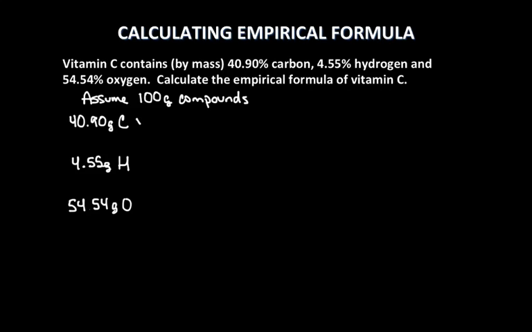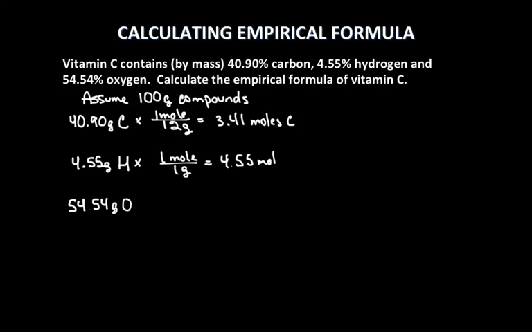So for carbon, 1 mole of carbon has a mass of 12 grams, so that gives us 3.41 moles of carbon. For hydrogen, 1 mole has a mass of 1 gram, so that gives us 4.55 moles of hydrogen. And for oxygen, 1 mole has a mass of 16 grams, so we get 3.41 moles of oxygen.